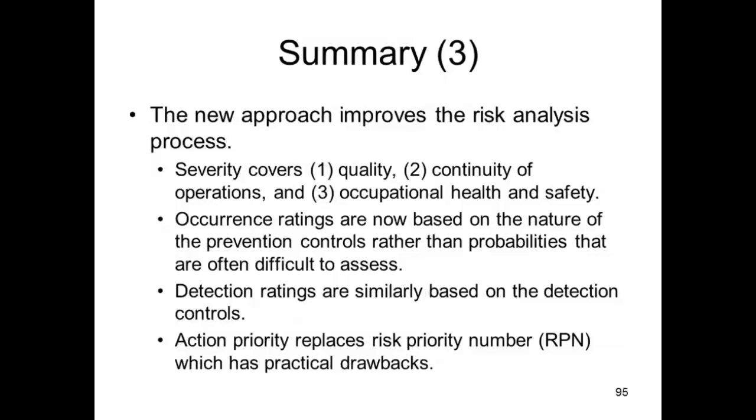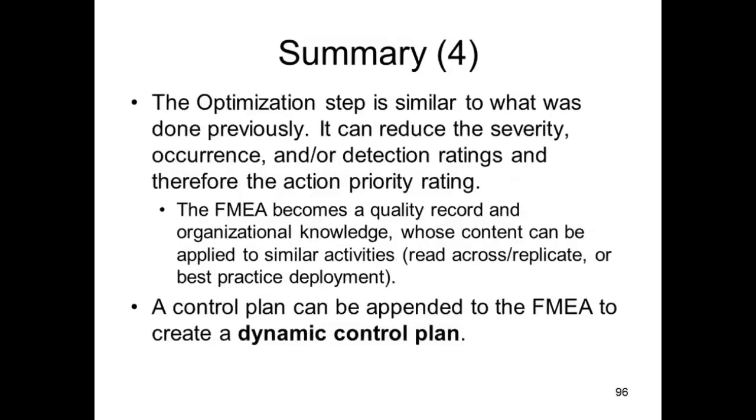The new approach improves the risk analysis process. Severity covers quality, continuity of operations, and occupational health and safety. A very major advance is the occurrence ratings are now based on the nature of the prevention controls, which we can relatively easily assess, rather than probabilities that are often difficult to assess. In some cases, people have to guess at them. Detection ratings are based on the detection controls, and the action priority is another major advance. Optimization is similar to what was done previously.